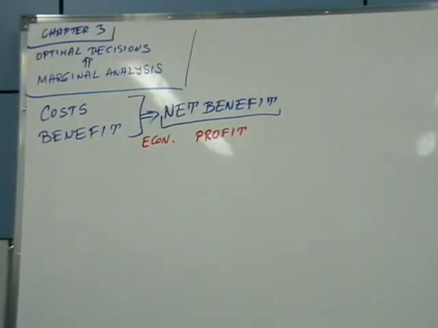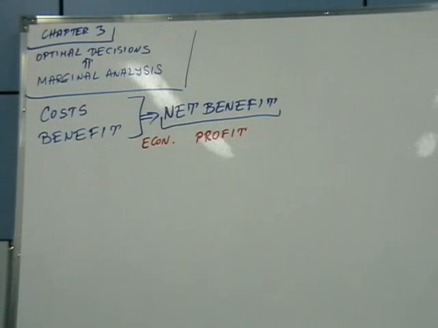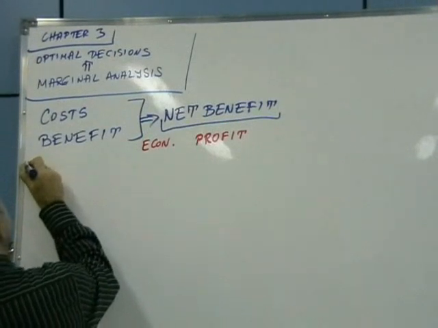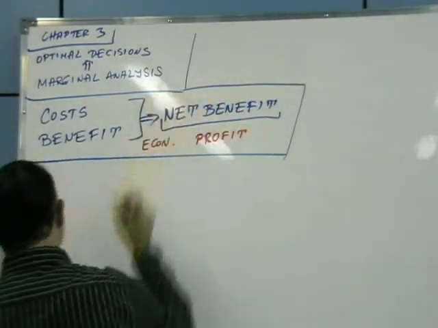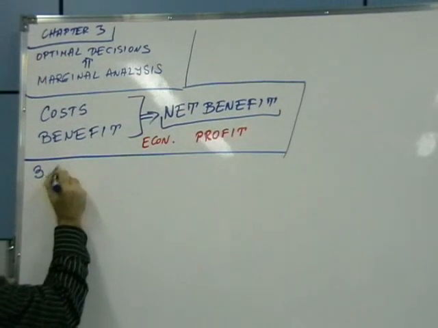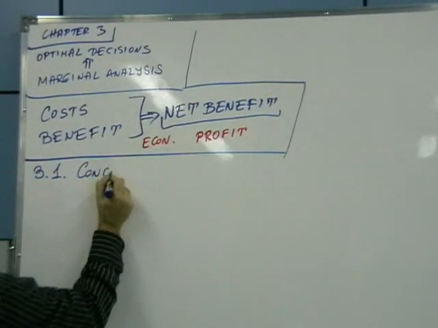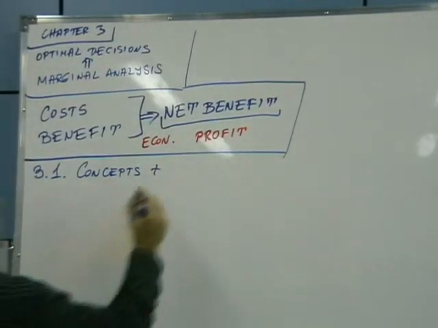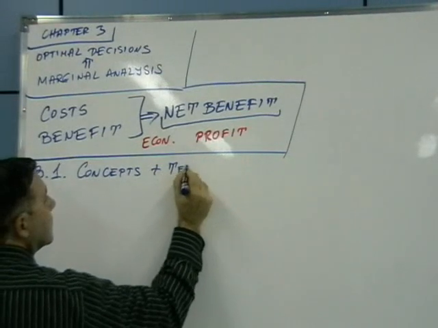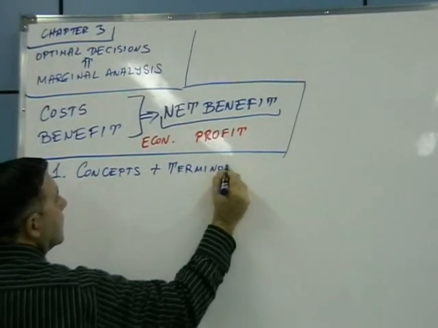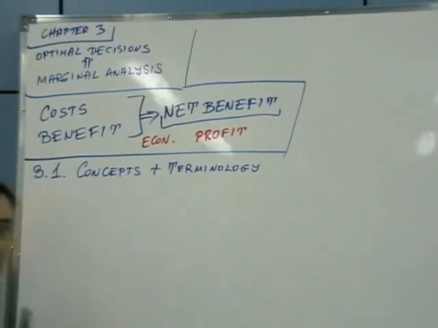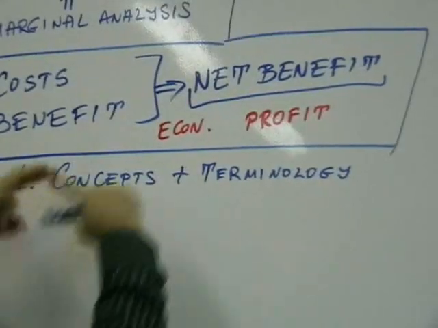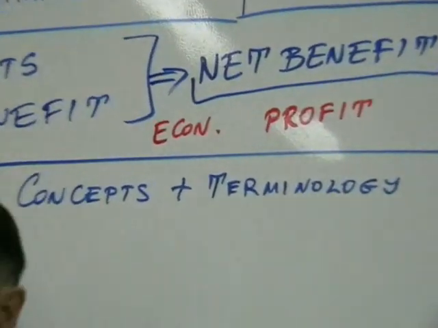All right, let's see now marginal analysis. So we are now moving, or at least I'm moving, to section 3.1. And section 3.1 is concepts and terminology. All right. Are you zooming in nicely? It's clear. All right. So zoom in like this, all right? So it's real big.